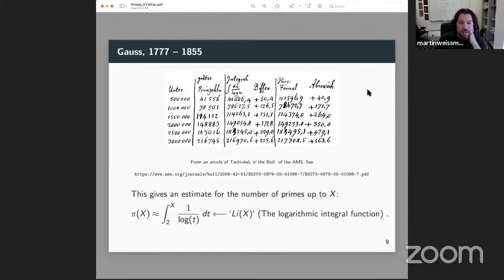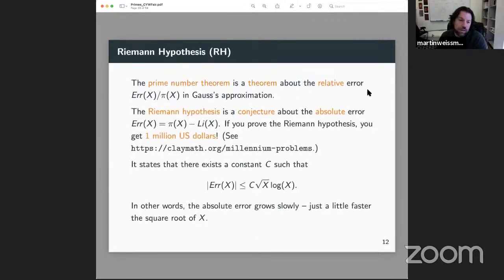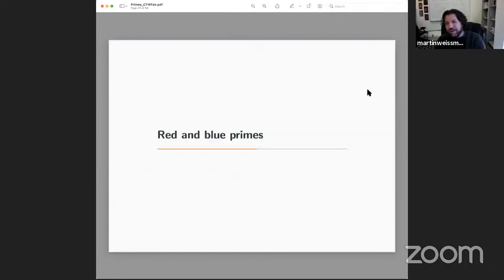But let me get on to some things that are easier in a way, and that I think anybody can experiment with who has a computer and learns how to program a little bit. So I want to talk to you about different populations of primes.